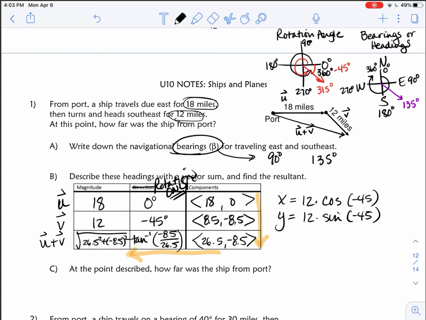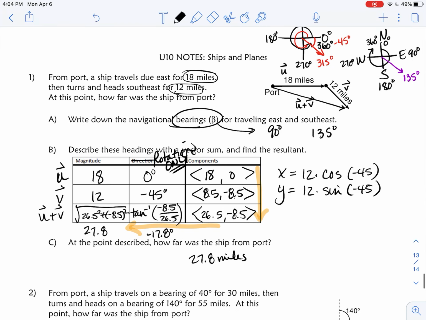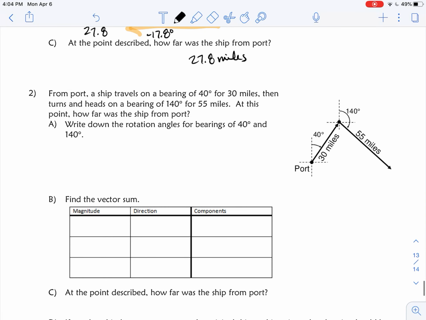So the length of this magnitude is about 27.8, and the direction is about negative 17.8. So let's see, the direction is negative 17.8 degrees, and the length is 27.8. Okay, so at the point, describe how far was the ship from port, 27.8 miles.